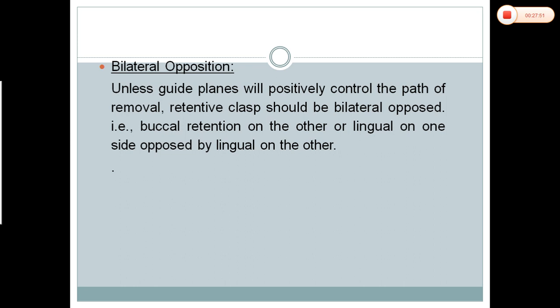Bilateral opposition. Unless guide planes will positively control the path of removal, retentive clasps should be bilaterally opposed. So you already see that the retentive clasps should be positioned on both sides, right side and left side of the arch, to provide bilateral opposition. Buccal retention on one side is opposed by lingual retention on the other. So this is the end of part 2. We will see the remaining in part 3 of the direct retainers.